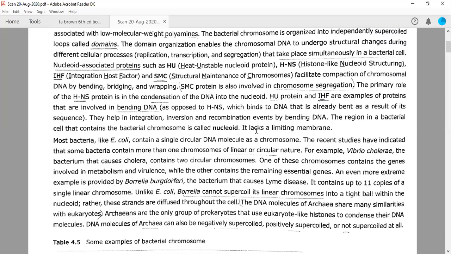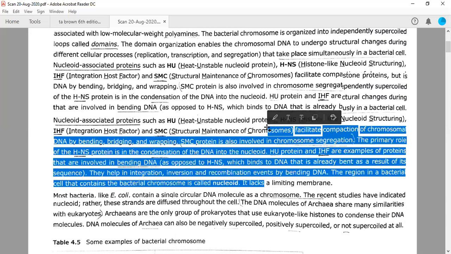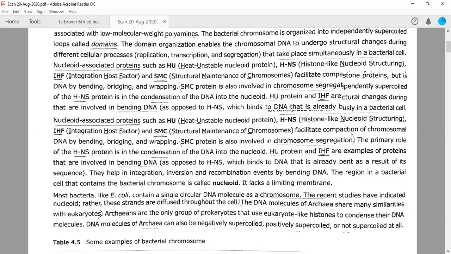Then it is given that bacteria generally lack this limiting membrane.